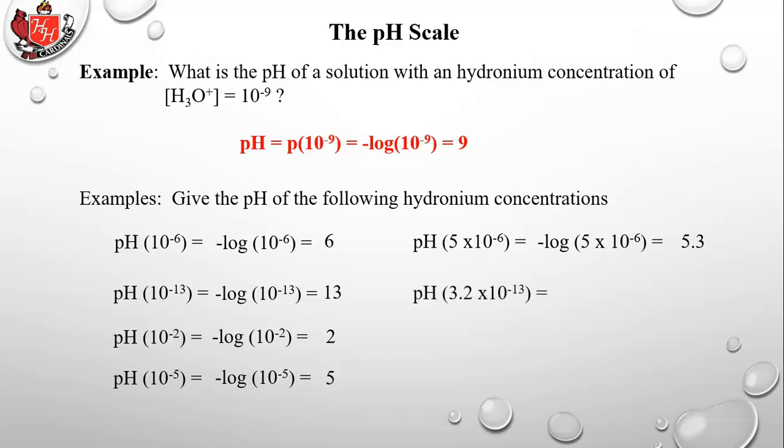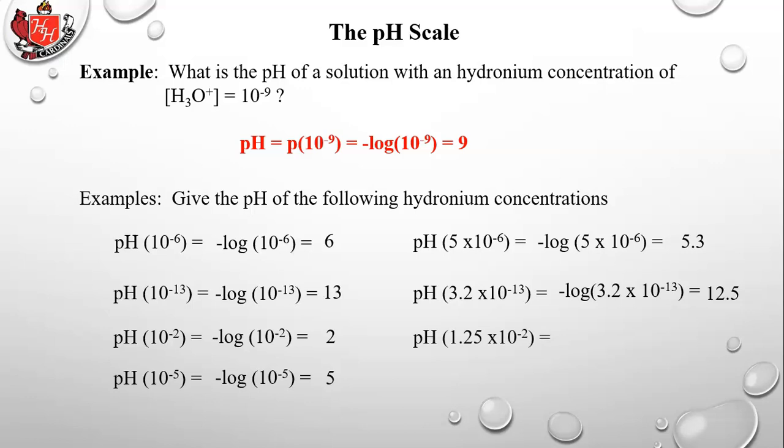How about this one? pH of 3.2 times 10 to the negative 13th. Well, we see over on the left that the pH of 10 to the negative 13th is 13. This is going to be a stronger acid, 3.2 times as strong. Therefore, the pH is going to go down below 13. Okay, so you set it up, you do this on your calculator, and that gives you 12.5.